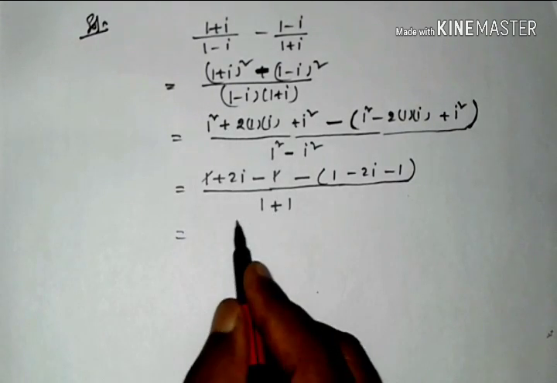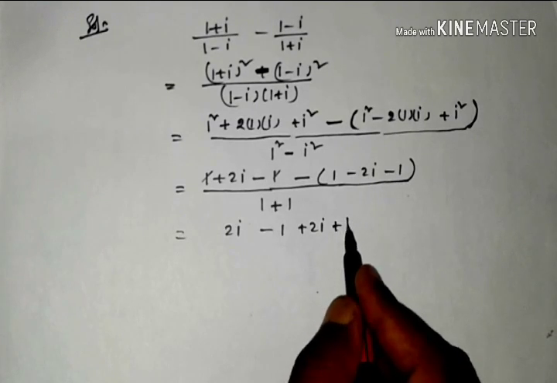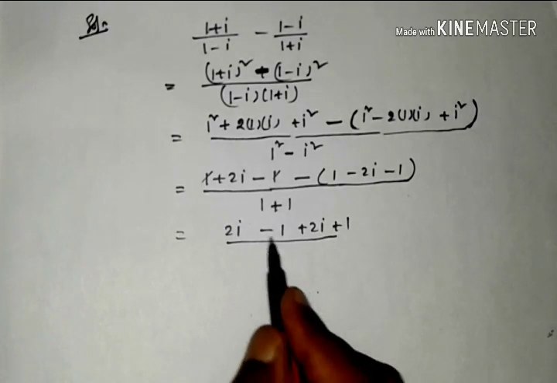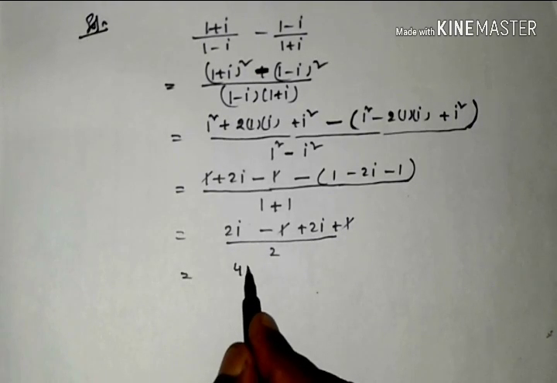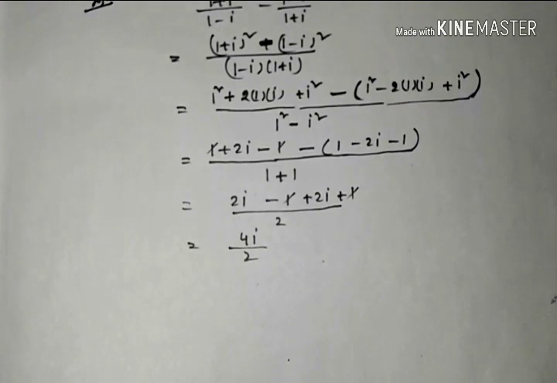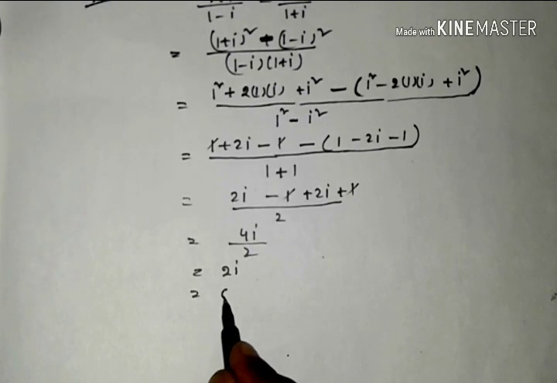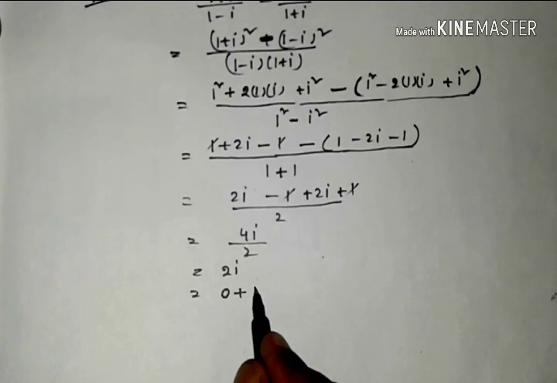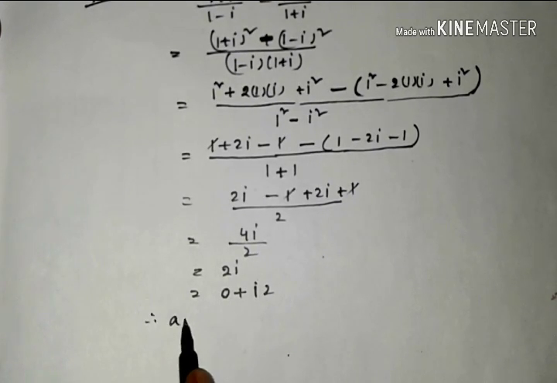We can cancel this: 2i minus 1 plus 2i plus 1, that is 2, therefore minus 1 plus 1 cancel here, 4i by 2, that is 2i. If we write it in a plus ib form, it is 2i here, therefore a is equal to 0, b is equal to 2.